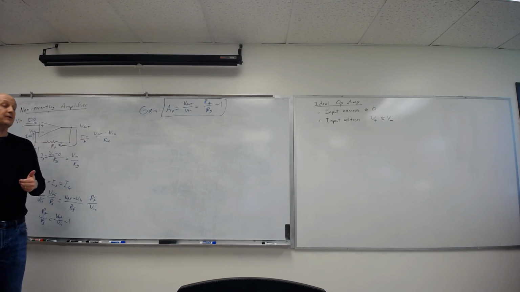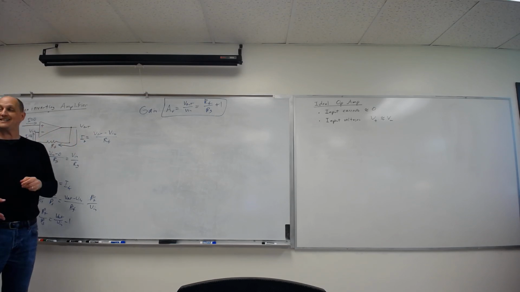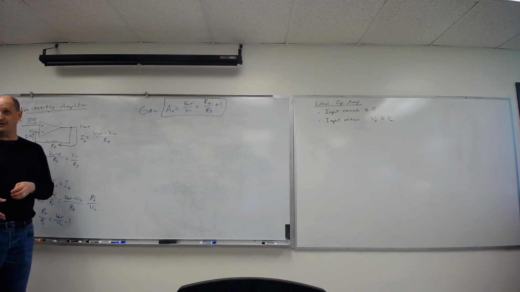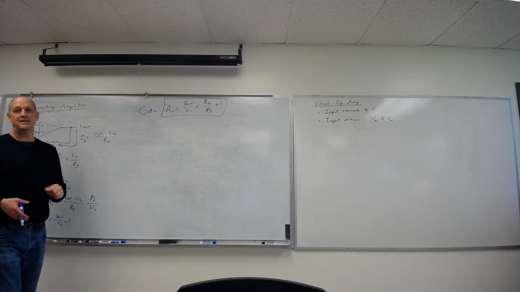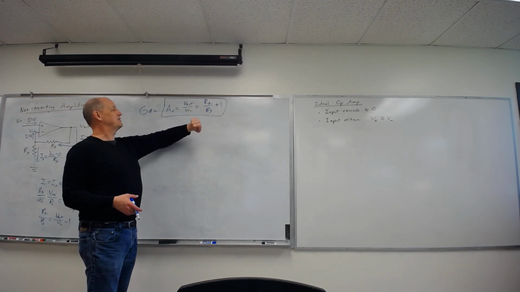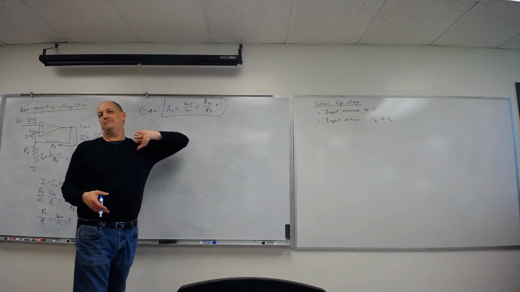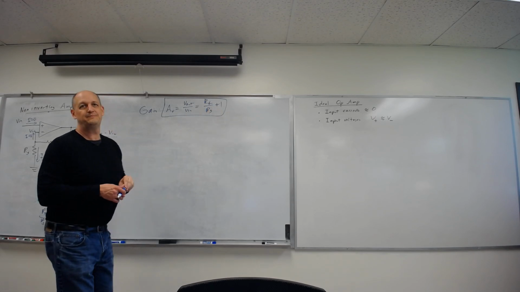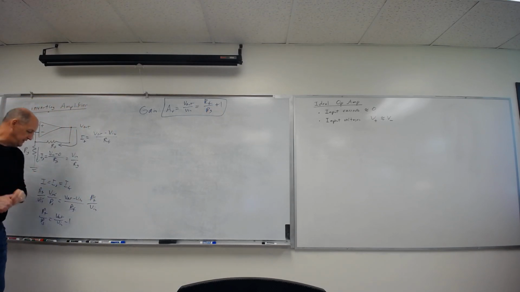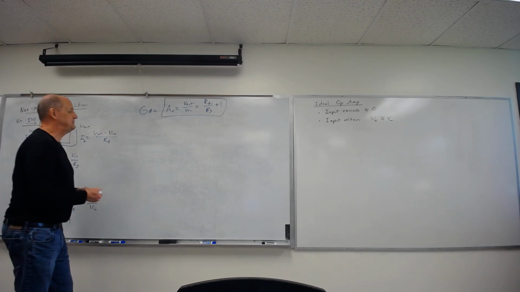This is a non-inverting amplifier. Therefore, my output is exactly the same polarity as my input, just bigger. But in this case, it's the feedback over the ground resistor plus 1. So let's go build this as an example.